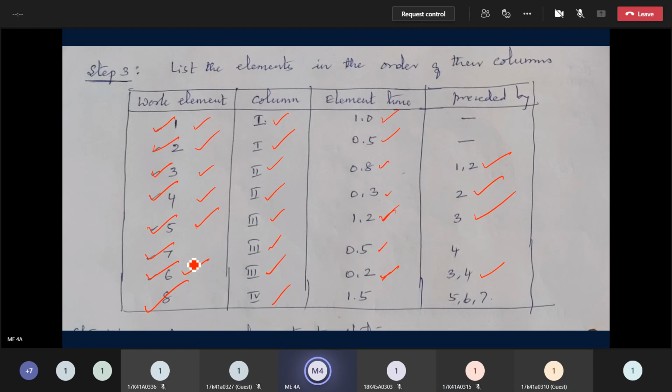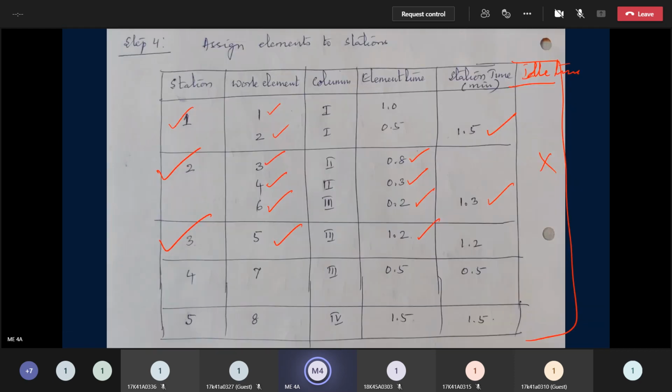Shall I start with 7? Yes, sir, because if I go for 8, 7 is not done. Precedence is not satisfied. So I have to go for 7 only. 0.5 minutes. So station 4, 7.5. Still 1 minute is there. But is there any element left over with 1 minute? No, sir, only the 8th element is left over. Forcibly, I have to start a new station. 8th element directly takes 1.5 minutes. So this is how assignment is done.